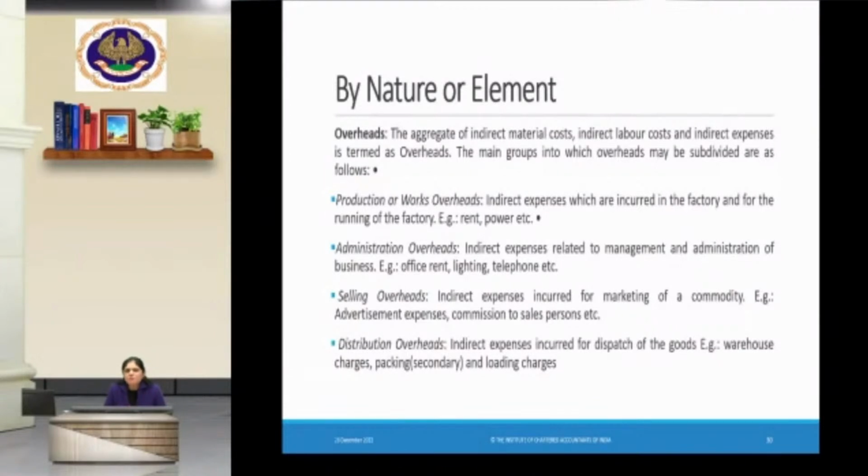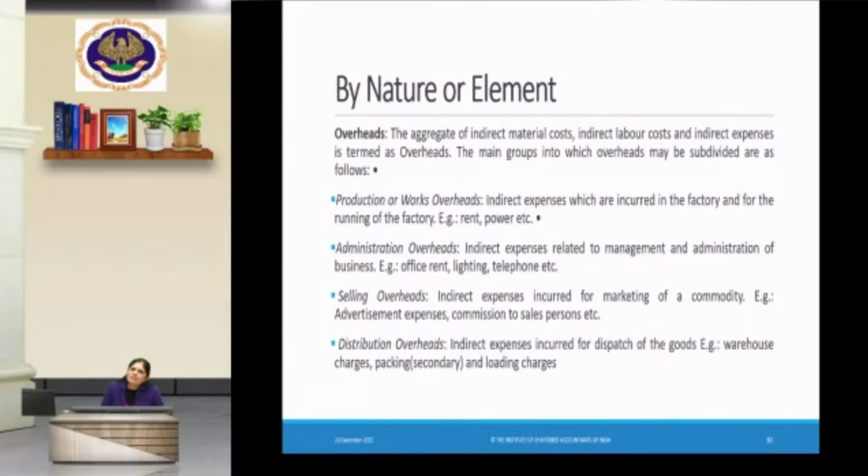Production overheads basically deal with all the indirect costs in the factory area. Administration overheads deal with all indirect costs in the office area. Selling and distribution are basically all the indirect expenses which relate to the sales. So advertisement, anything which directly helps the sales or promotes the sales, is called selling expense or selling overheads. The moment we say overhead, it means indirect. All right.